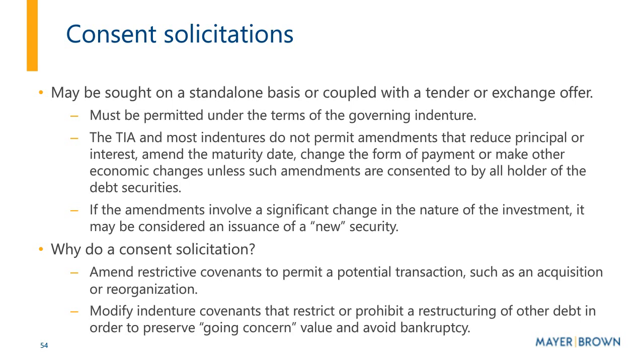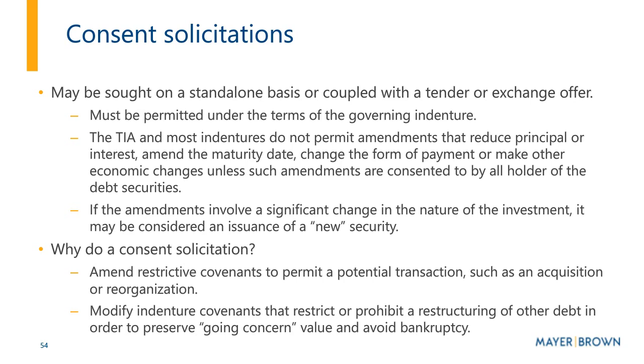The first one would be to amend, obviously, the restrictive covenants. That could either be to allow a potential transaction. So, for example, the issuer may be doing a large acquisition, and either the acquisition itself could be limited, the ability to incur debt could be limited, or something else like that. It could also be that the issuer isn't meeting one of its bond covenants and needs to amend that.